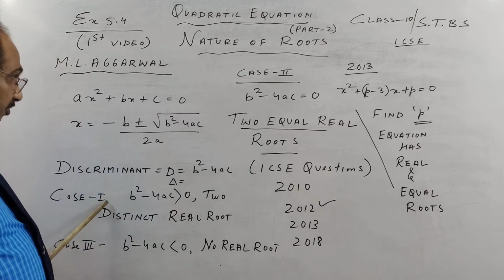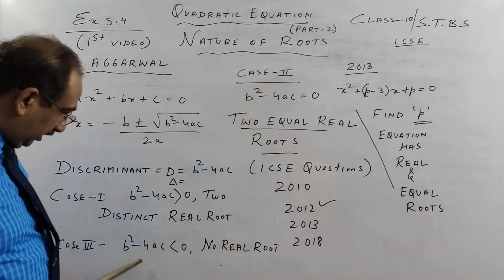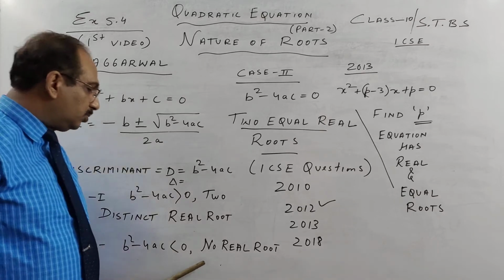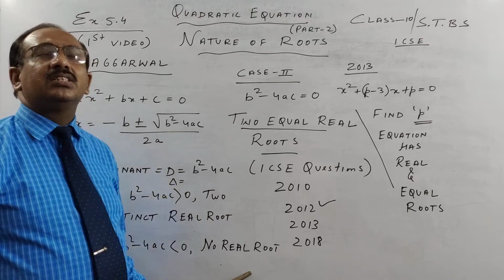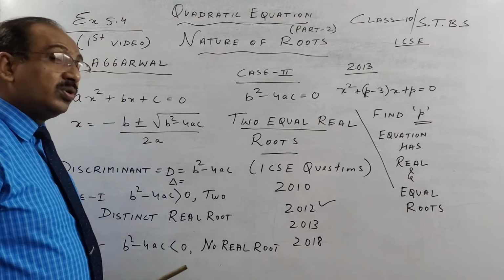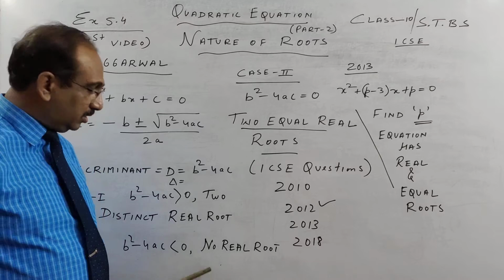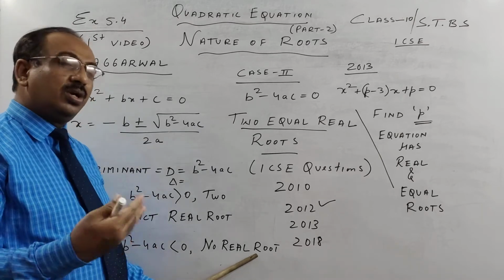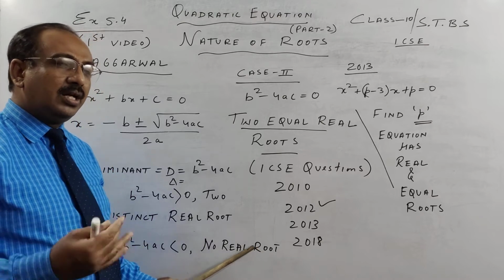Now the third case. See, 1 and 2 are here, 3 is here. Don't think I made a mistake. Case 3 is when this is less than 0. This we are not dealing with in ICSE, we deal with it in ISC. So you get complex conjugates, we will see. Complex number: the equation has no real root, it means it has a complex root.